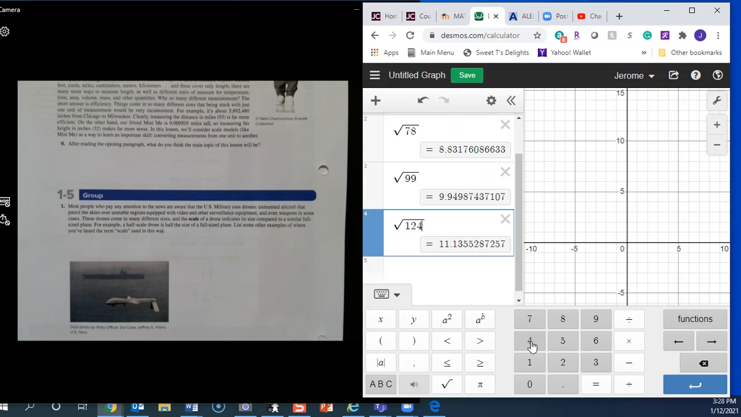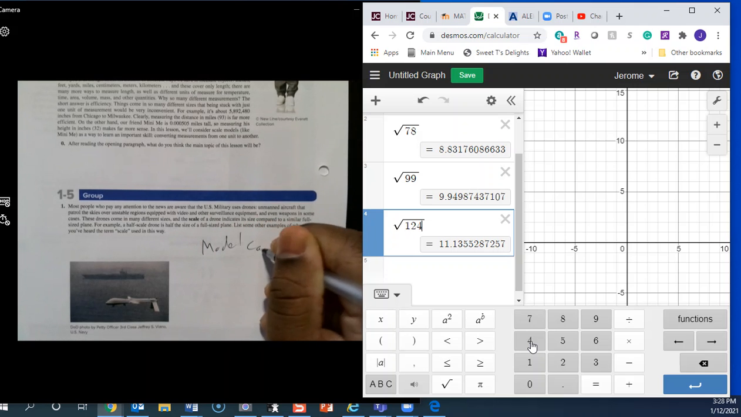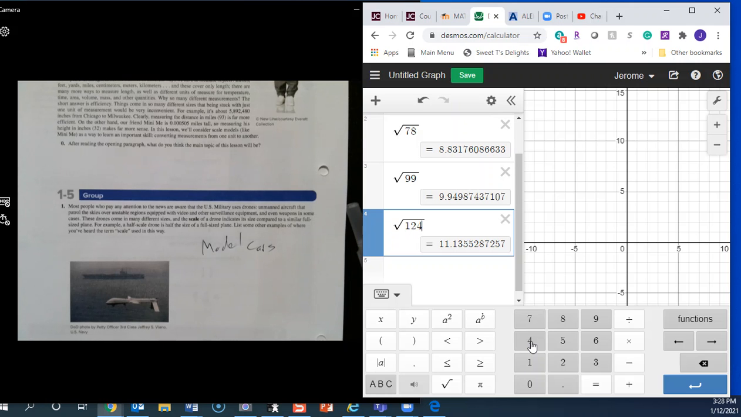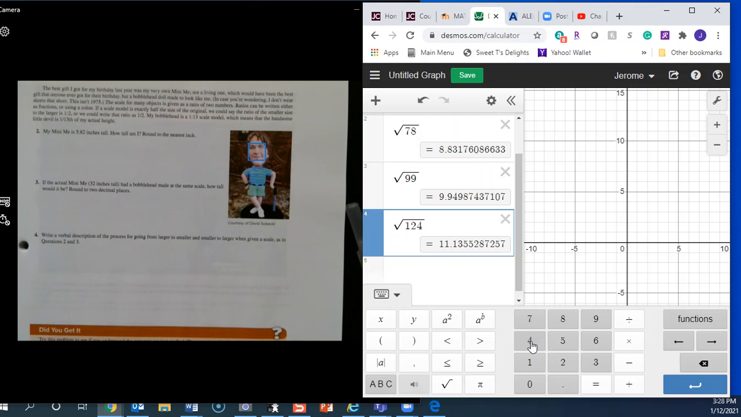So basically, I'll just name one. You could say model cars. You know, you could have a car that looks like a full-size car, and that's one. You do model cars. Okay, now we move on to the next page.